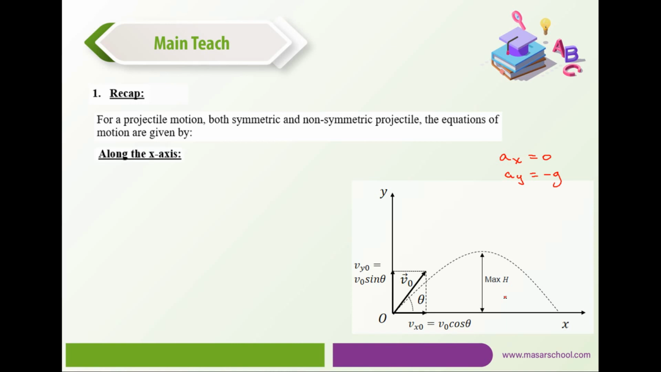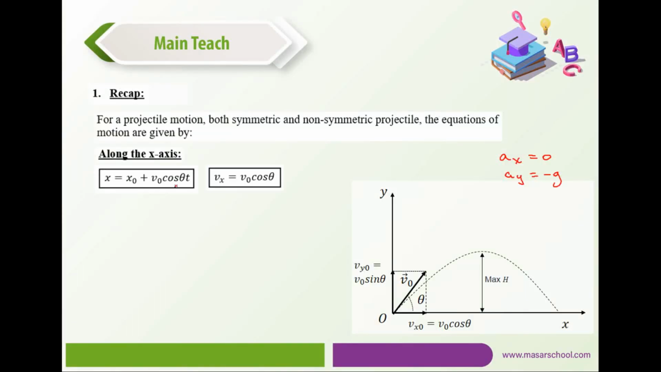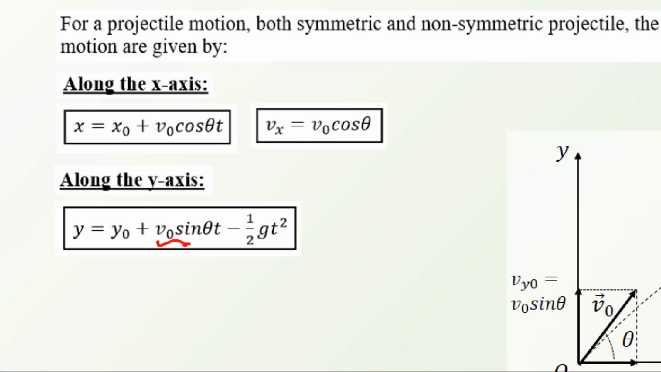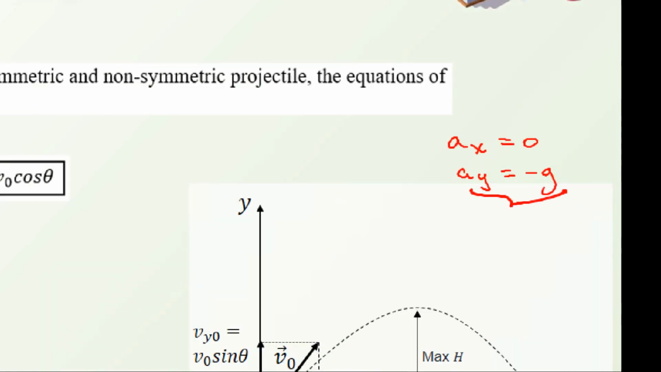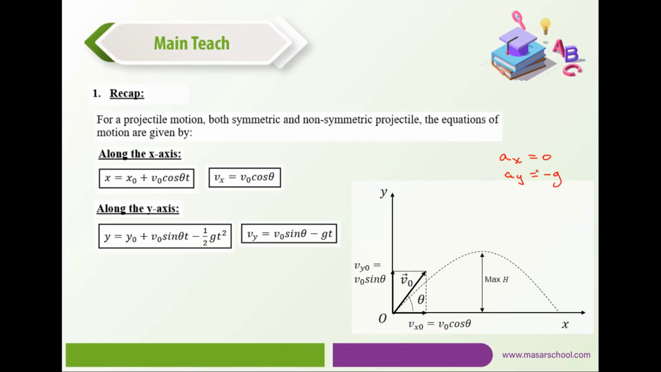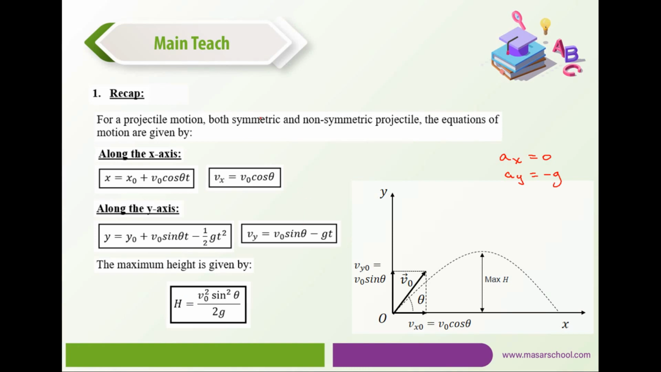Along the x-axis, the position is given by x0 plus v0 cosine theta t. This represents the speed along the x-axis, which is Vx = V0 cosine theta. And along the y-axis we have y = y0 plus V0 sine theta, which would be the initial velocity along the y direction, minus half g t squared. The minus sign reflects this idea here. And Vy would be given by V0 sine theta minus g t. And we have determined the expression of the maximum height, V0 squared sine squared theta over 2g, and all of these hold for both symmetric and non-symmetric projectiles.